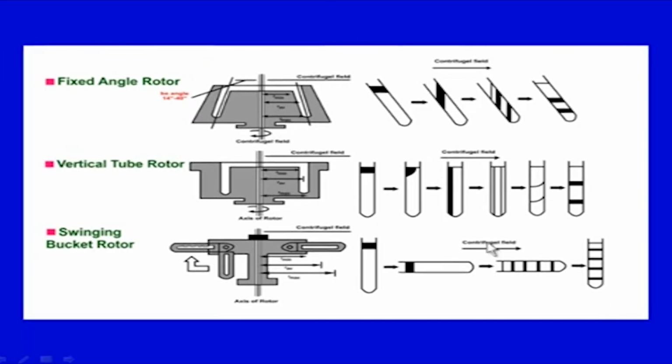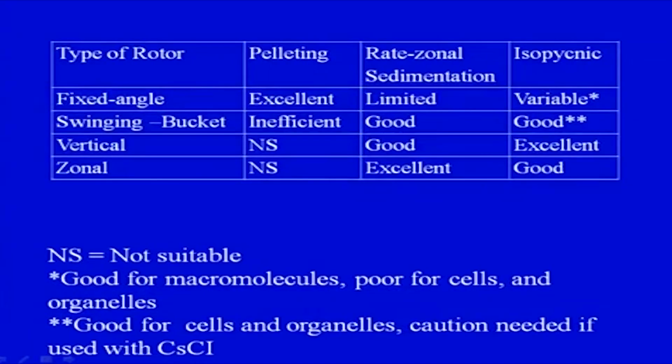So, you can see pelleting happening here. In a fixed angle rotor, pelleting has to happen on the outer wall. Likewise in vertical tube rotors, it will occur on the outer wall, and then it will slide down somewhere. But in the swinging bucket case, pelleting will not be on the walls; it will be directed to the bottom. So this is the difference between swinging bucket rotors and angled rotors. Of all these three, the vertical tube rotor is not used so much, but fixed angle and swinging bucket rotors are widely used for different applications.